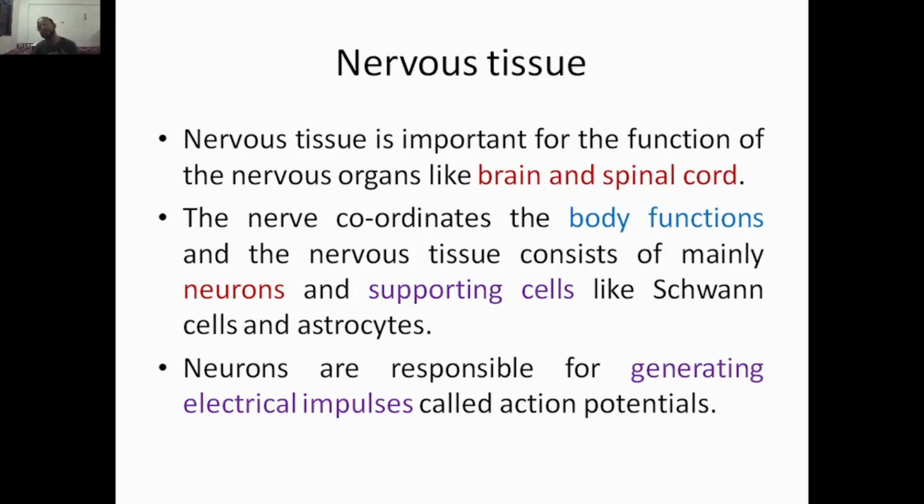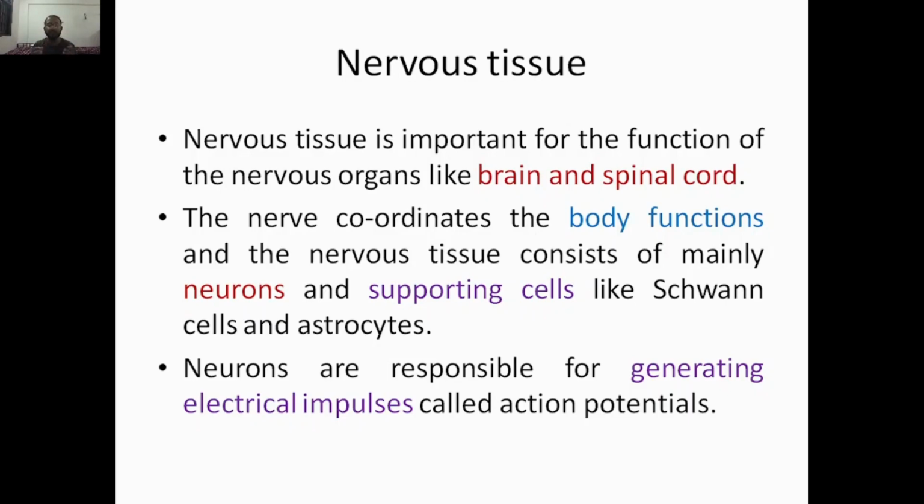So neurons are responsible for generating electrical impulses called action potentials. Where exactly this action potential takes place and how it takes place, I guess you should know as biology students. One neuron communicates with another neuron, through dendrites, in the synaptic linkage, where one neuron gives its electric impulse to another neuron.